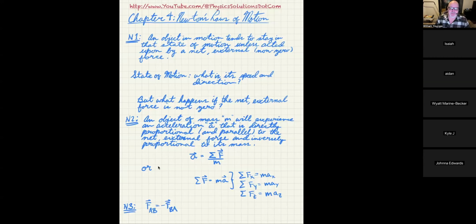Weight is an affinity that a body has for another body. So the weight is a gravitational force, and specifically on Earth, the weight is the gravitational attraction between the center of the Earth and the object that you're studying.